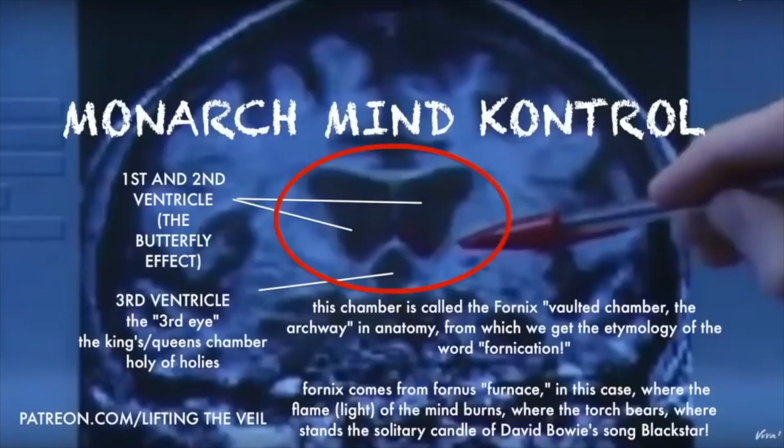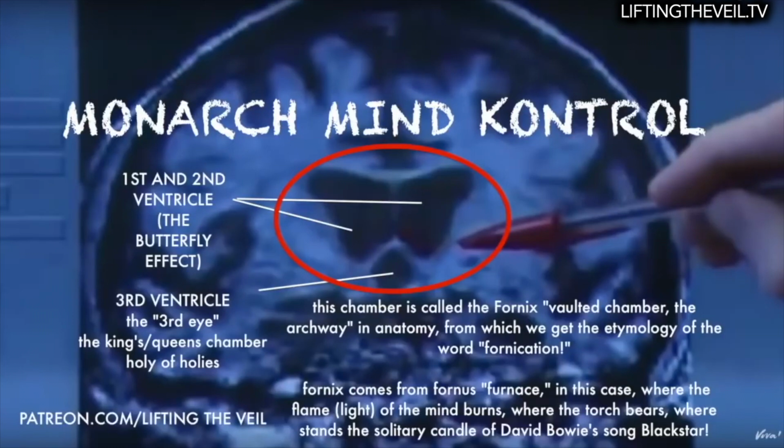So to start off, what we're seeing here is I saw this image. It immediately clicked in my mind as something majorly important to my monarch symbolism video, as well as monarch mind control symbolism. But what we're looking at is a cross image of the human brain during a CT scan.